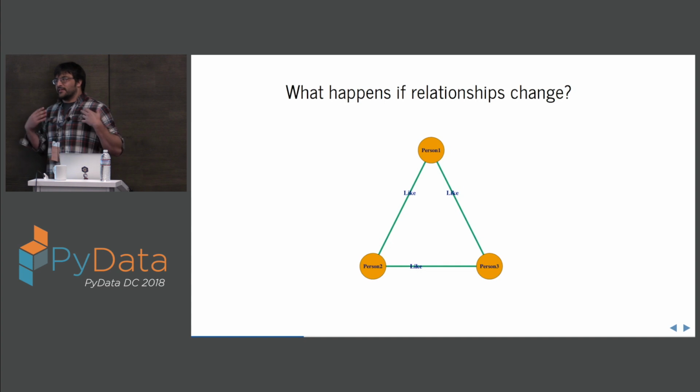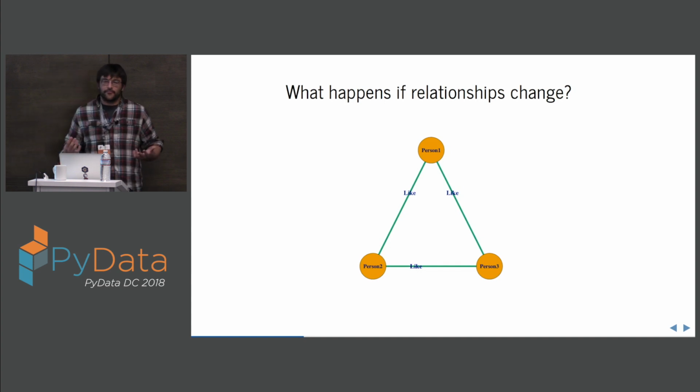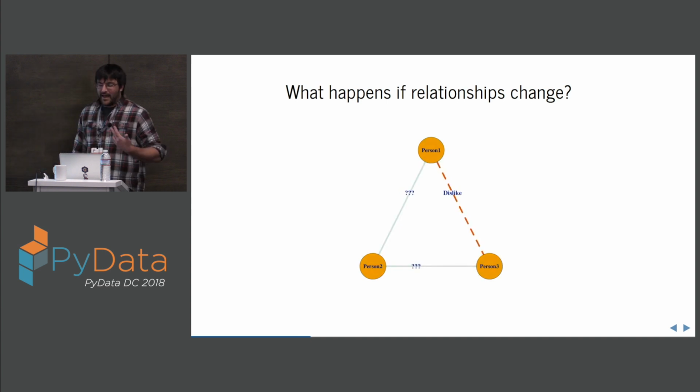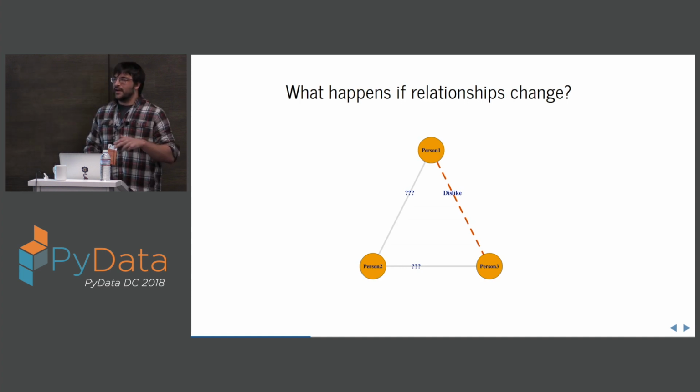So let's think about this: networks are dynamic. I'm not always friends with the same people. Sometimes we fall apart, or I get really mad at somebody and I really don't want to be friends with them. So what happens when that happens? What happens if I stop liking somebody? What happens if I get mad at somebody? What happens to my friend group? What happens to the actual graph?